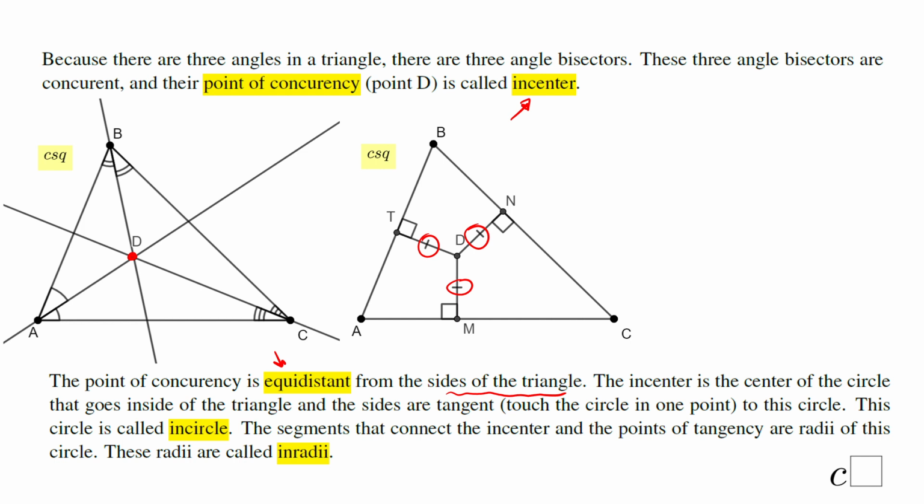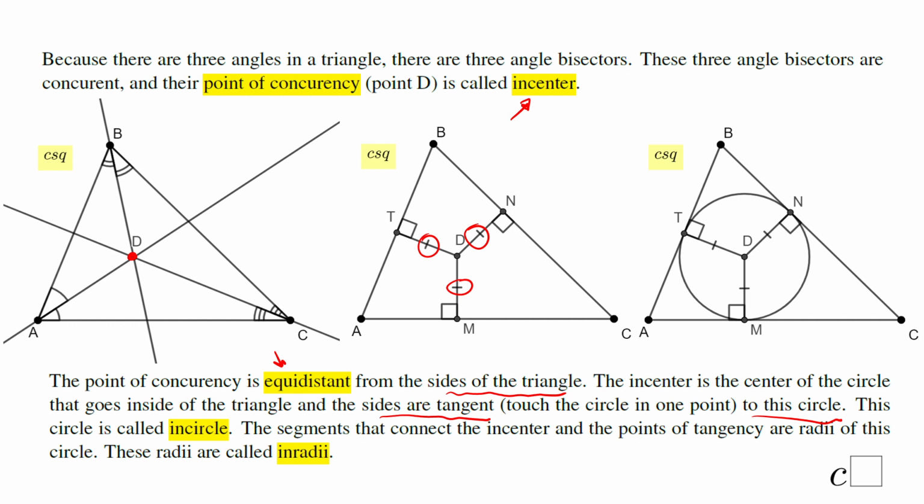The incenter is the center of the circle that goes inside of the triangle, and the sides are tangents to this circle. Let's see how that looks. You look at here like that. Tangent means touch the circle in one point. The circle is called incircle. You see that here. Very important to remember, and it's easy to remember: incircle, inside, inside. And the radii are called inradii.